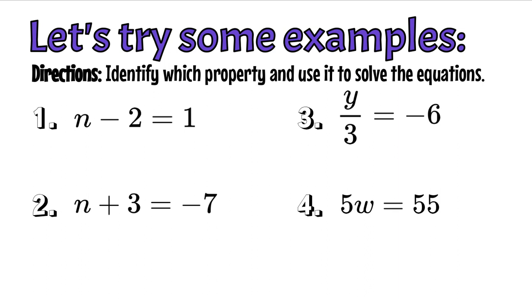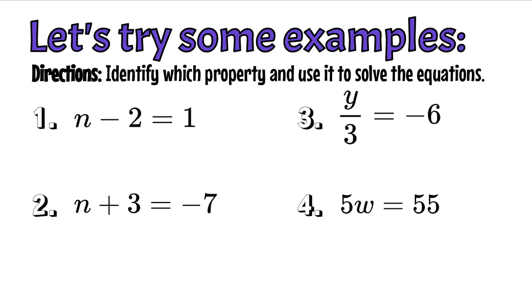Let's try some examples. In this first example, we have the equation n minus 2 equals 1. So what we want to do then is use one of our properties of equality to isolate the variable n, because we want to know what is the value of that variable that will make this equation true.